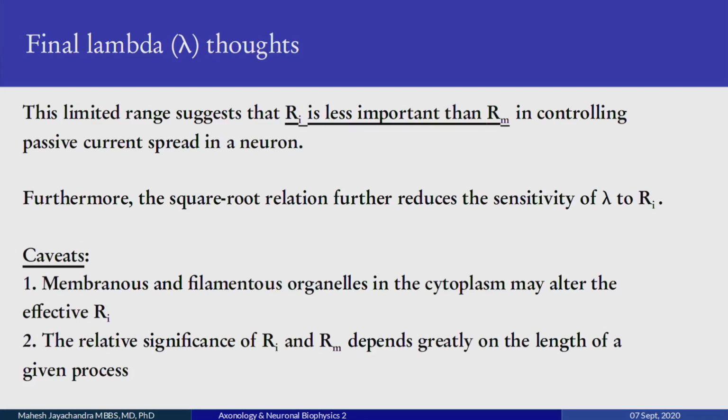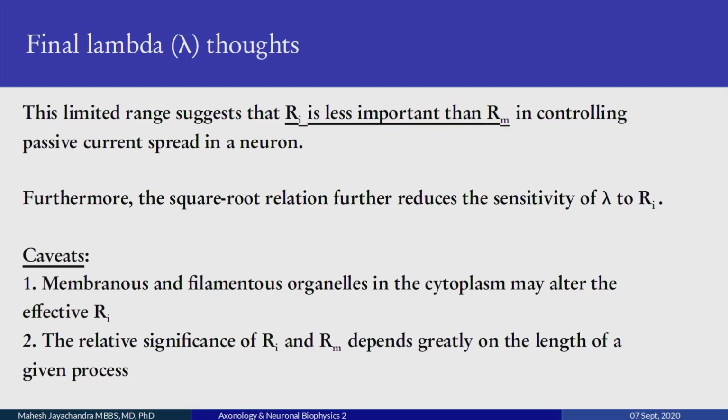Okay? However, there are some caveats. In the cytoplasm, you have membranous and filamentous organelles, tubules, various things, mitochondria, endoplasmic reticulum, which we looked at in the microscopic anatomy of the central nervous system. All these may change the effective Ri.